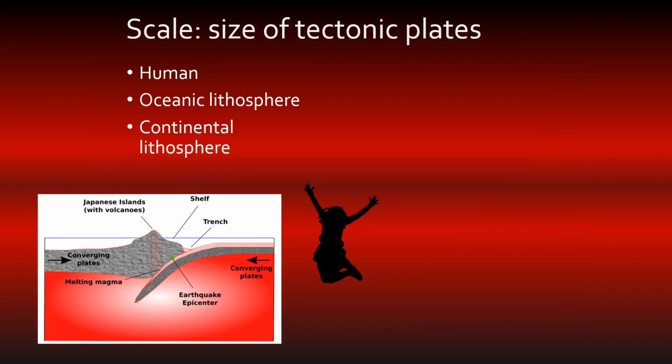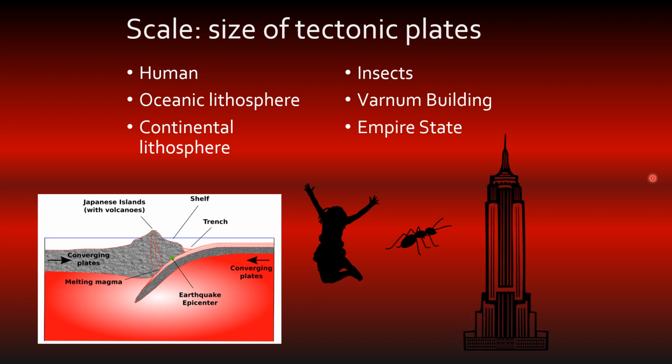So let's talk about the scale of tectonic plates, so size. If we were comparing a human to the oceanic lithosphere, and then comparing a human to the continental lithosphere, a human would be roughly the size of an ant. There's a human and an ant, obviously not to scale. If you were an ant, the oceanic lithosphere would be about as tall as the Varnum building, the tall blue building in downtown GR there on the Grand River. And the continental lithosphere, if you were an ant, is about the size of the Empire State Building.